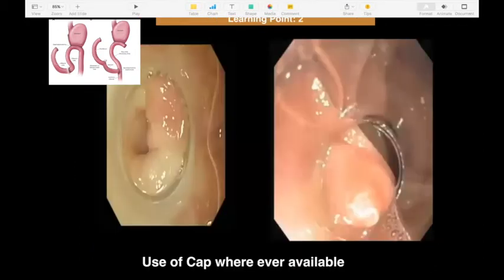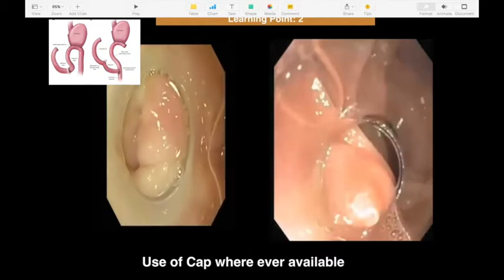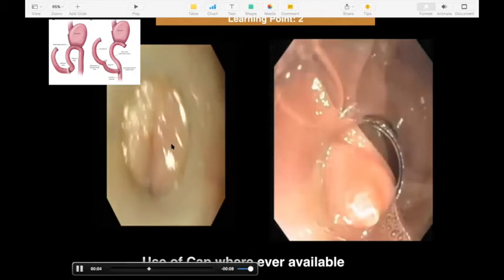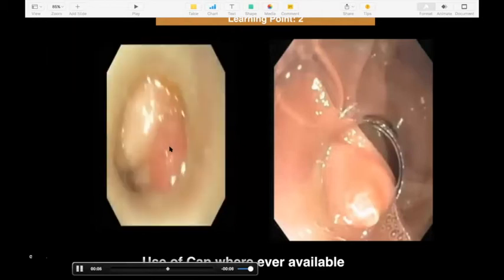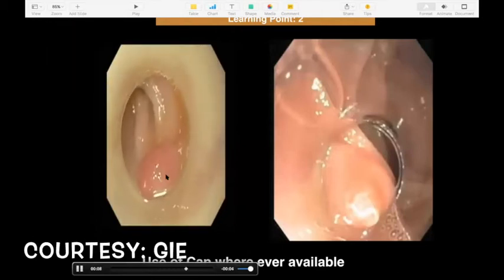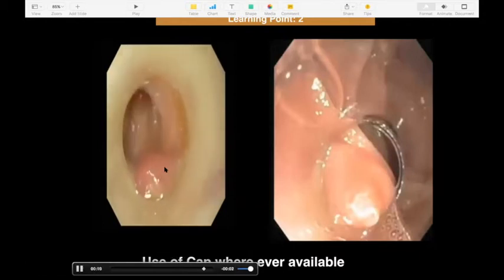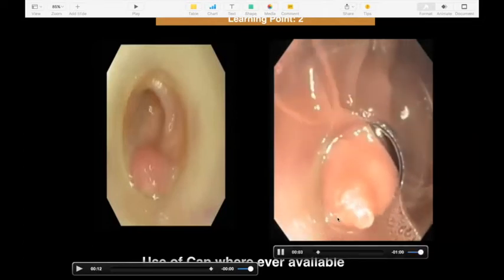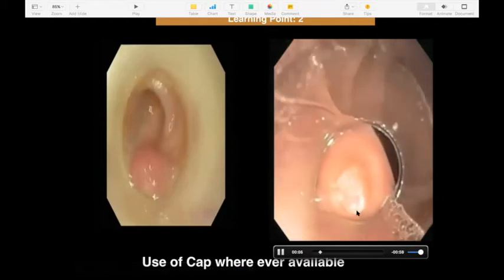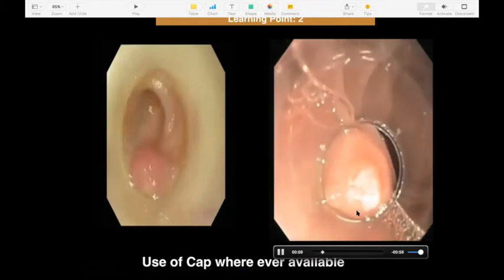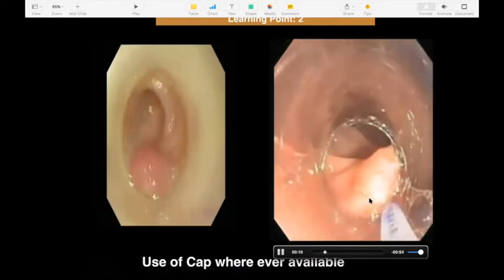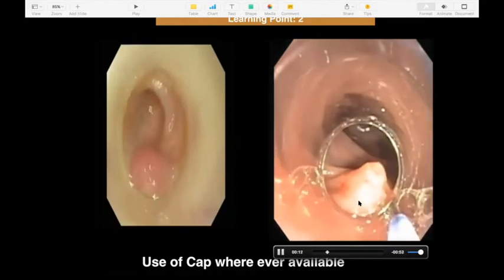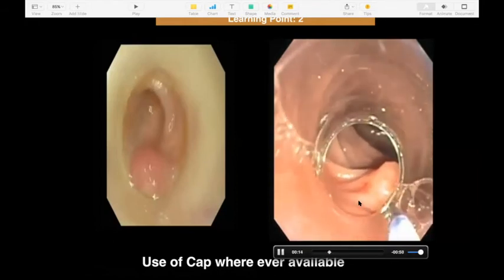Learning point two is that if available, we should use a cap. You can see that there is a papilla here, and the cap helps in seeing the papilla very easily in patients with the enteroscope. This is a patient who had a normal hepatojejunostomy with intact papilla. With the cap, things become easier to see the papilla and get access to the papilla and the bile duct.